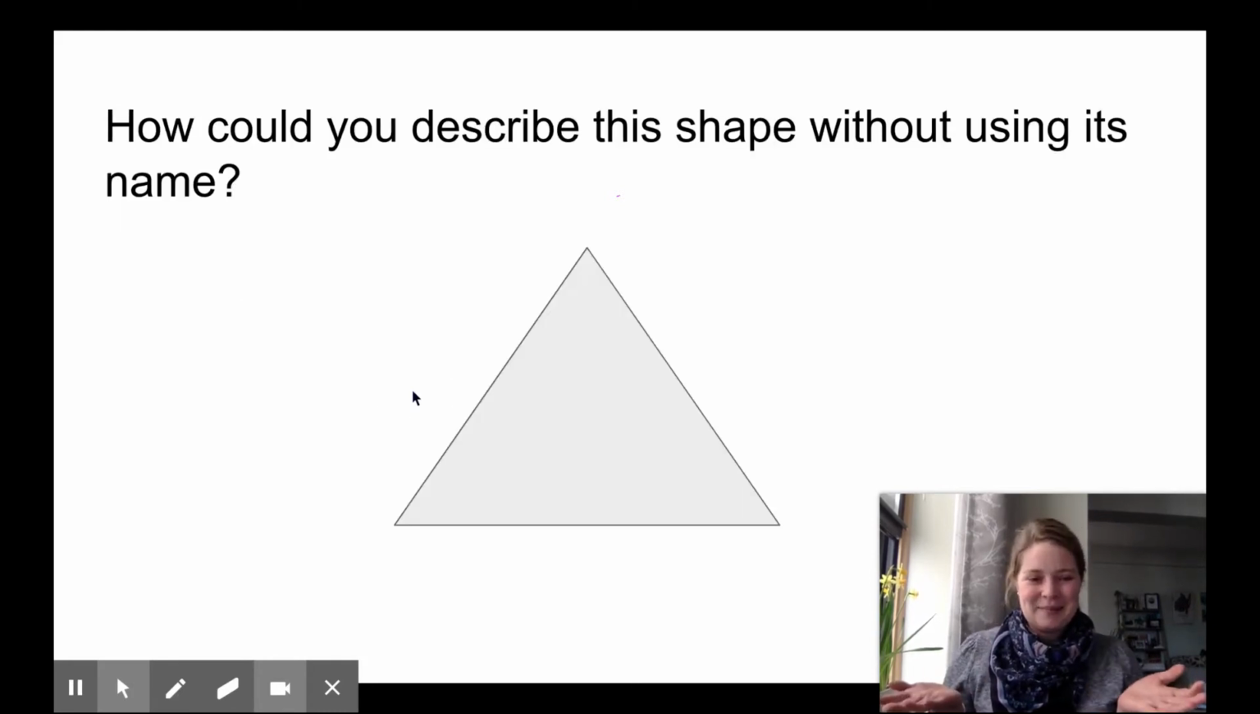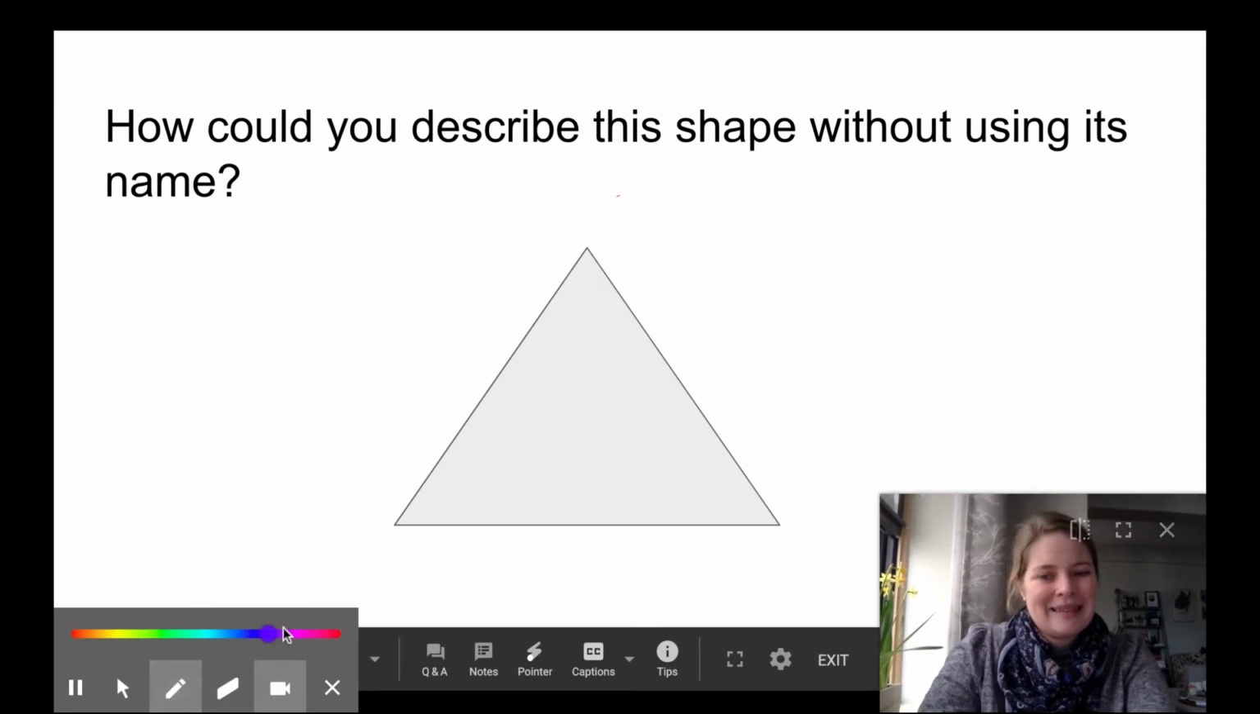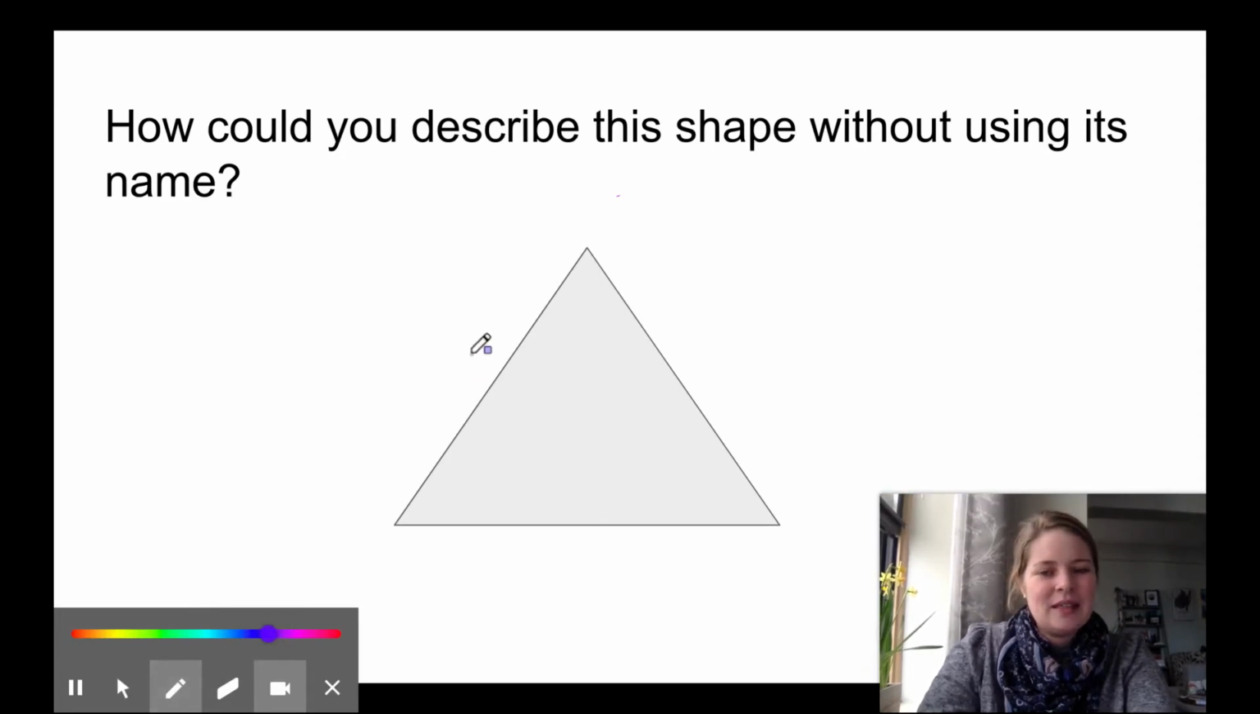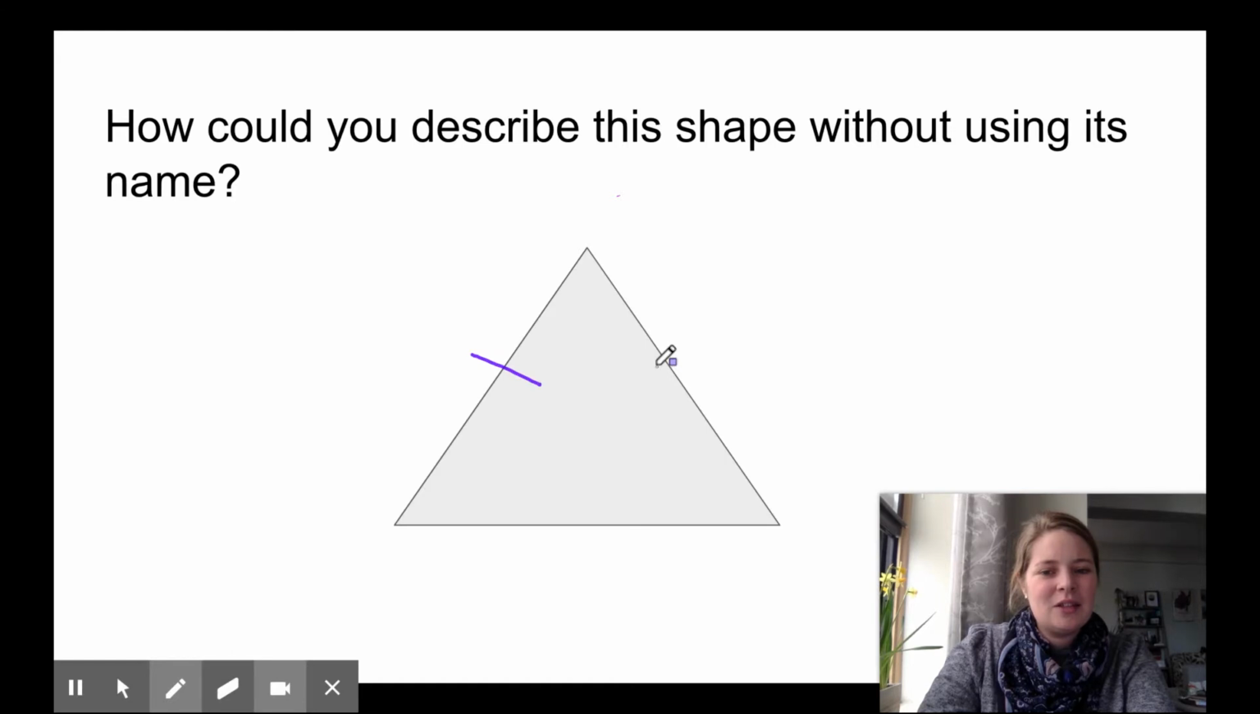What is this shape? This shape is a triangle. You recognize triangles. But now I want you to think, how could you describe this shape without using its name? This is tricky. Well, I might start by looking at the sides. And I might start by counting the sides. So this has 1, 2, 3 sides.